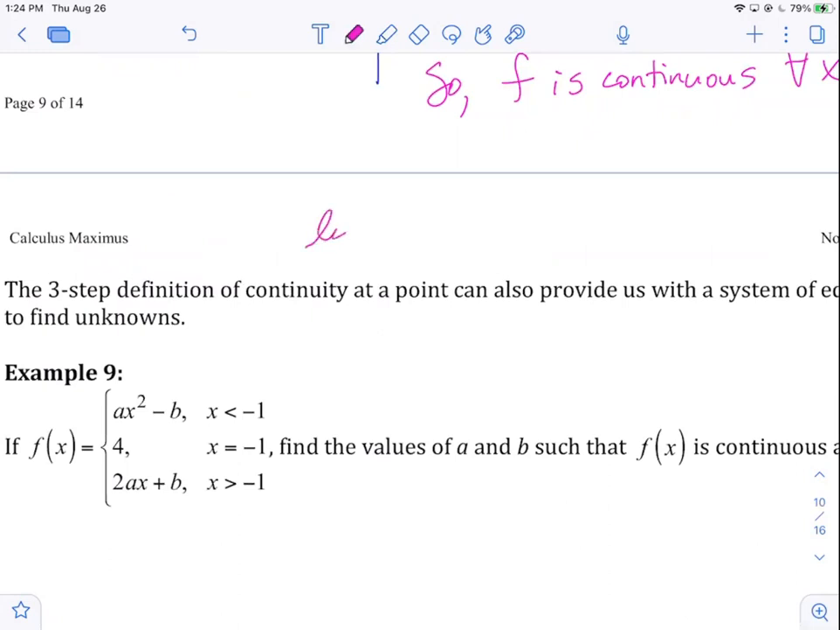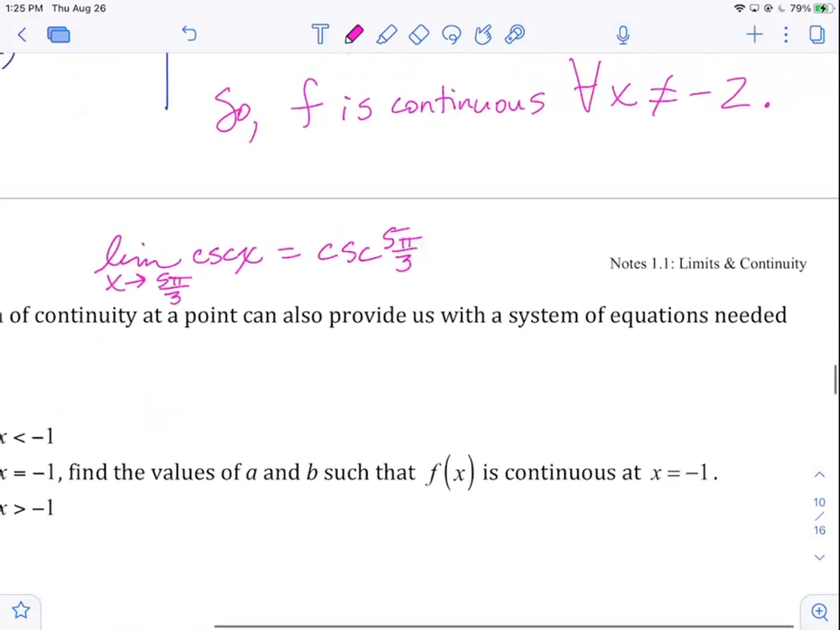Watch. What is the limit as x goes to 5 pi thirds of cosecant of x? Is cosecant continuous at 5 pi thirds? It is. So it's just going to be the function value, cosecant of 5 pi thirds. But I will ask you on a quiz to simplify your answer. So I can mask a unit circle question in terms of a limit. So real quickly, let's see what it is.